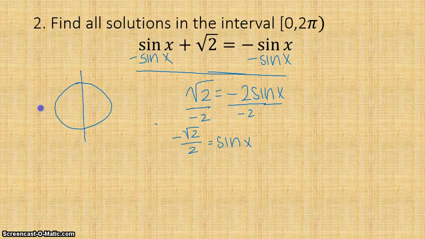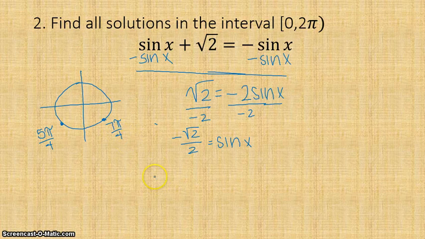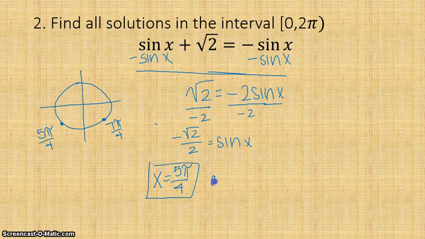So I'm thinking about my unit circle. Sine is y values, so negative is going to be down here. Radical 2 over 2 is going to be at 5 pi over 4 and 7 pi over 4. Because I just want the answers between 0 and 2 pi, I do not need to do the plus 2 n pi. These are all of my possible answers that fall within that one revolution of the unit circle. So x equals 5 pi over 4, and x equals 7 pi over 4.